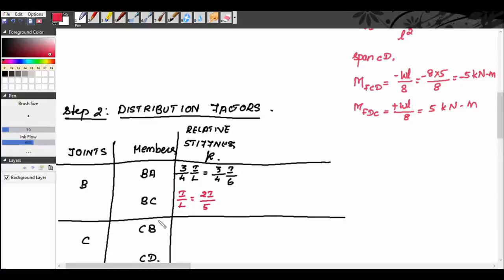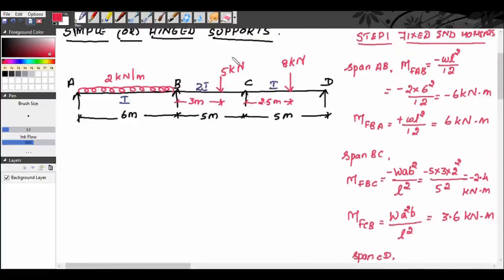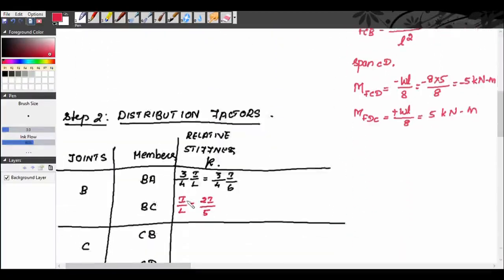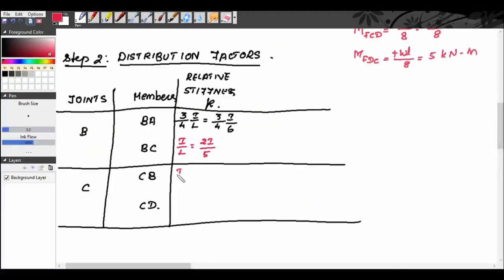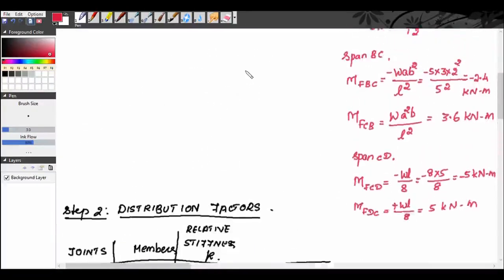Now for the member CB, B is an intermediate support. So B will be treated as fixed support. So our relative stiffness is I by L. For the span CB, I is 2I and L is 5. So it is 2I by 5.